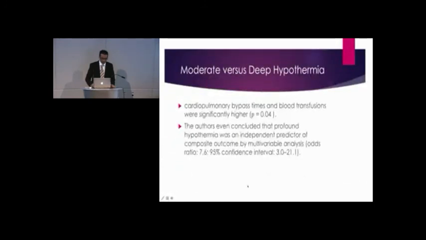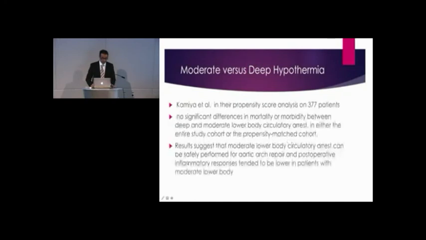also, the difference between the two. They found also the cardiopulmonary bypass time and blood transfusion are higher in that group than in the moderate. And they actually concluded that profound hypothermia was an independent predictor of the composite outcome by multivariable analysis, with an odds ratio of like 7.6.